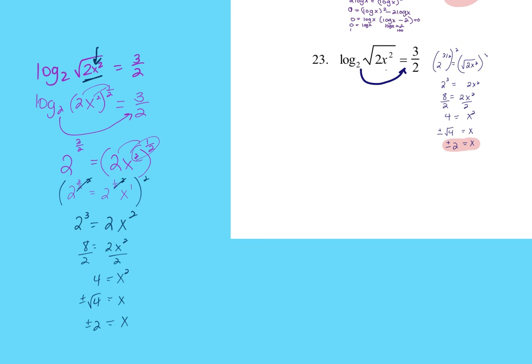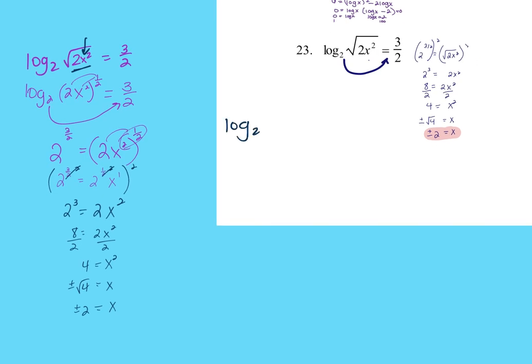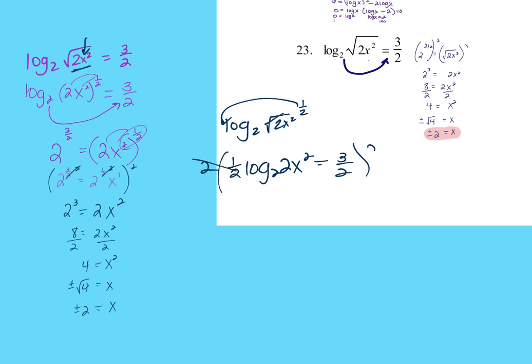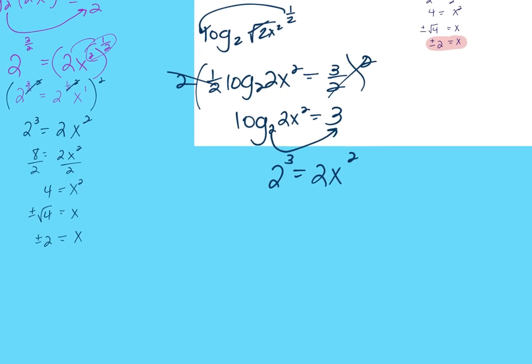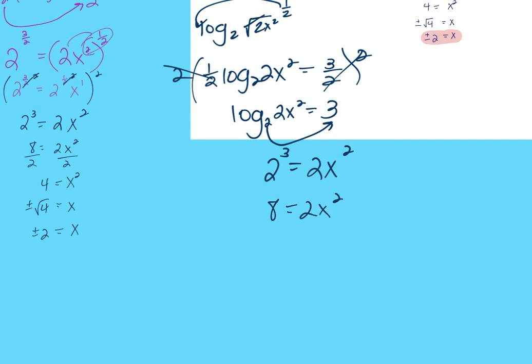There's lots of different ways to do this. I could have log base 2 of square root of 2x squared. I could have made this 1/2, bumped it to the front, and done 1/2 log base 2 of 2x squared equals 3 halves. I could have multiplied both sides by 2 to get rid of this. Log base 2 of 2x squared equals 3. And then 2 to the 3rd would equal 2x squared. 8 still equals 2x squared. X squared still equals 4, and x equals plus or minus 2.